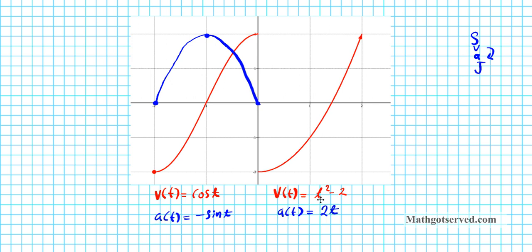The acceleration function is given by the line 2t. So the y-intercept is 0 and the slope is 2. So let's go ahead and graph that here.